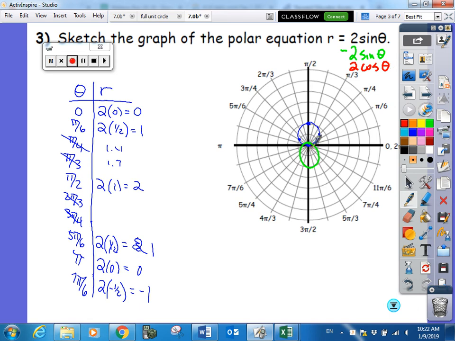So if sine's on the y-axis, what do you think cosine is? On the x-axis. So it would be a circle over there. And negative cosine would be a circle over here. So you just remember that that form is sine or cosine.